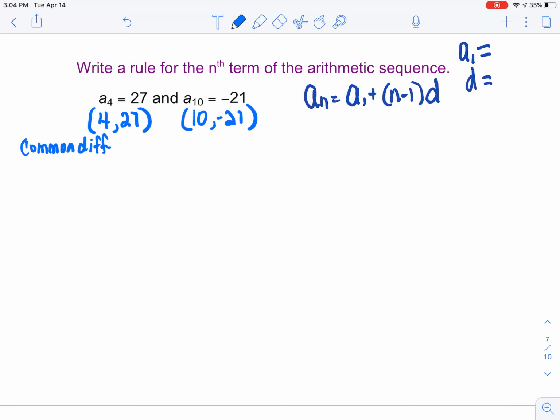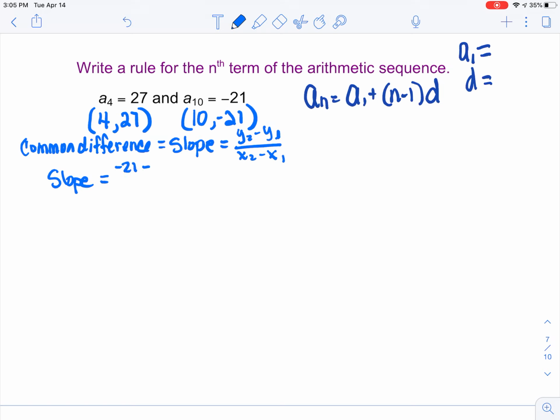Common difference is exactly the same thing as slope, which I know formula from Algebra 1 is y2 minus y1 over x2 minus x1. So what we're going to do is find the slope of this, and that is going to be our D value.